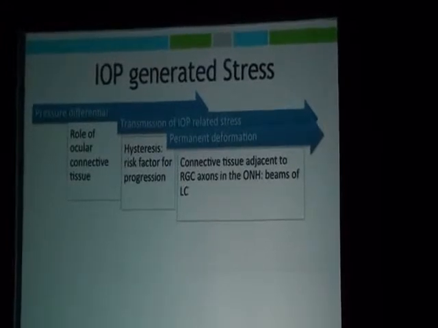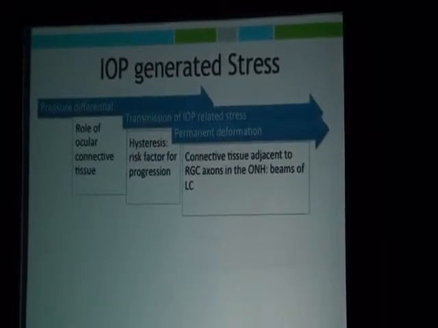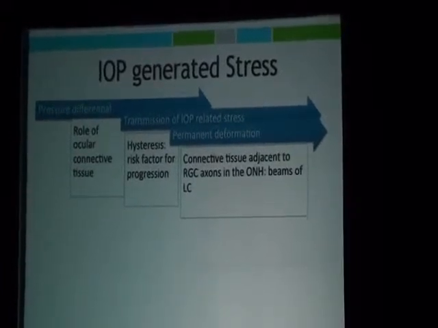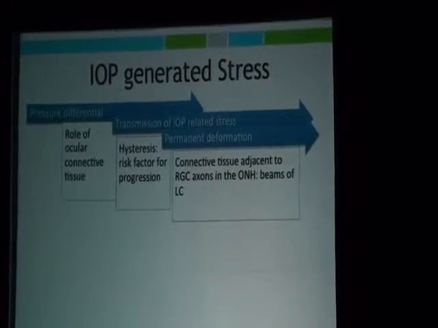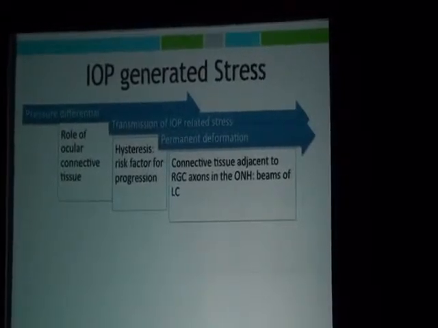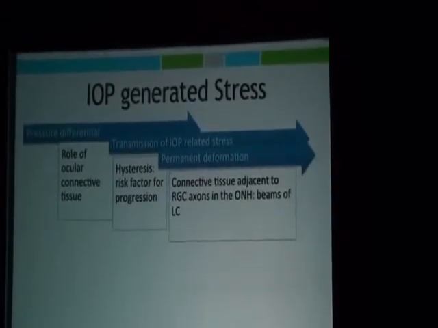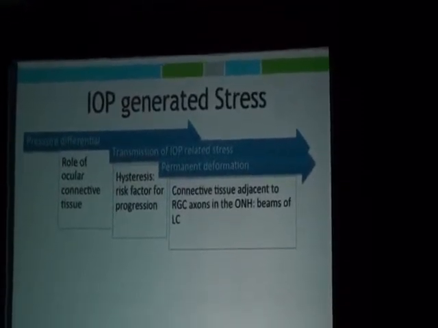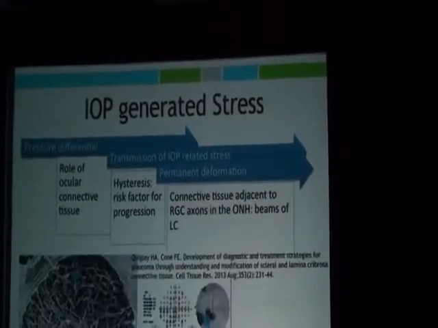And that's what we normally tell patients, that over a period of time, repeated insults of intraocular pressure will eventually cause death and non-regenerative stage of the axons. So there is obviously an established role of the ocular connective tissue, if you may. It's also been shown that hysteresis is a definite risk factor, and connective tissue adjacent to the RGC axons in the optic nerve head, basically the beams of the lamina cribrosa, are just as much involved, as has been shown in multiple animal models, as are the corneal biomechanical properties.